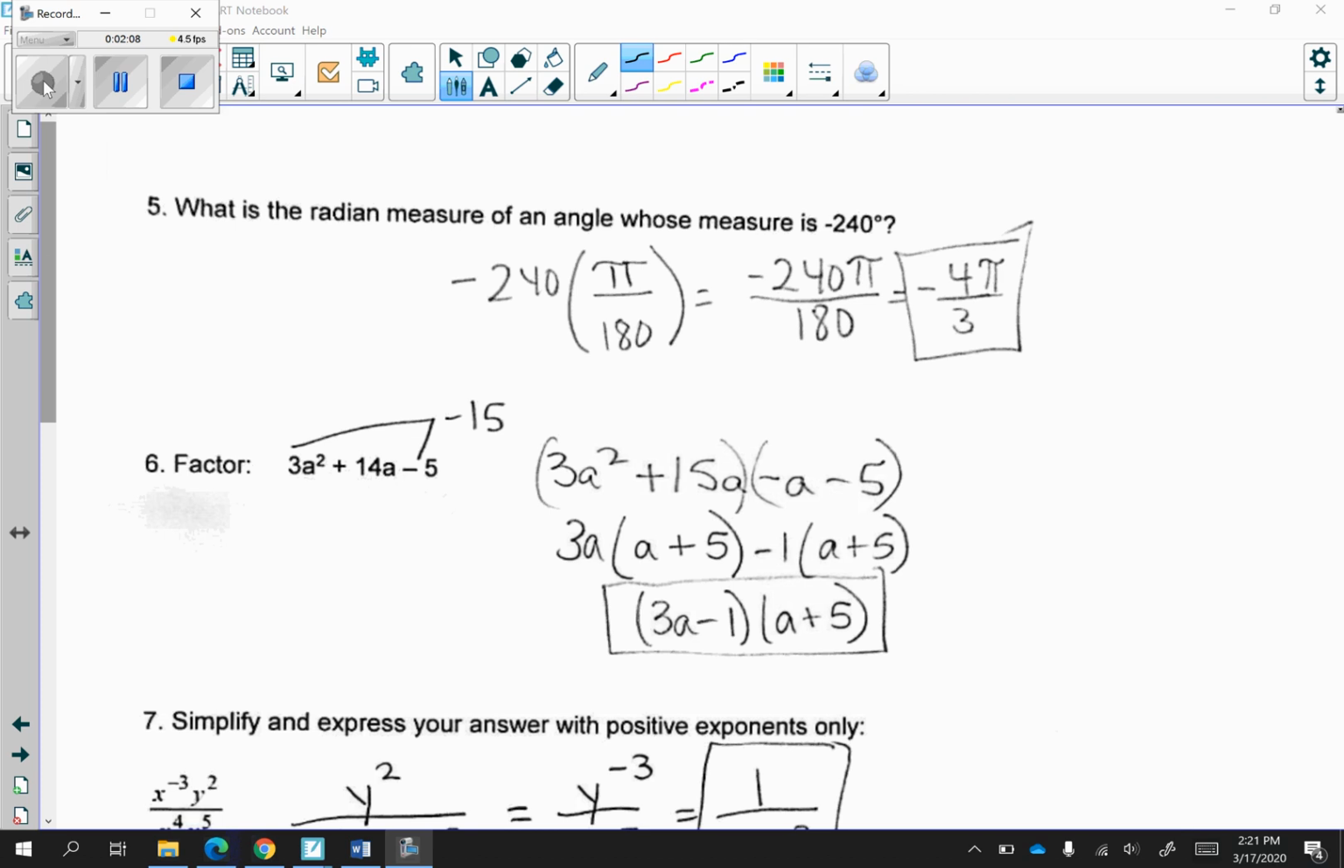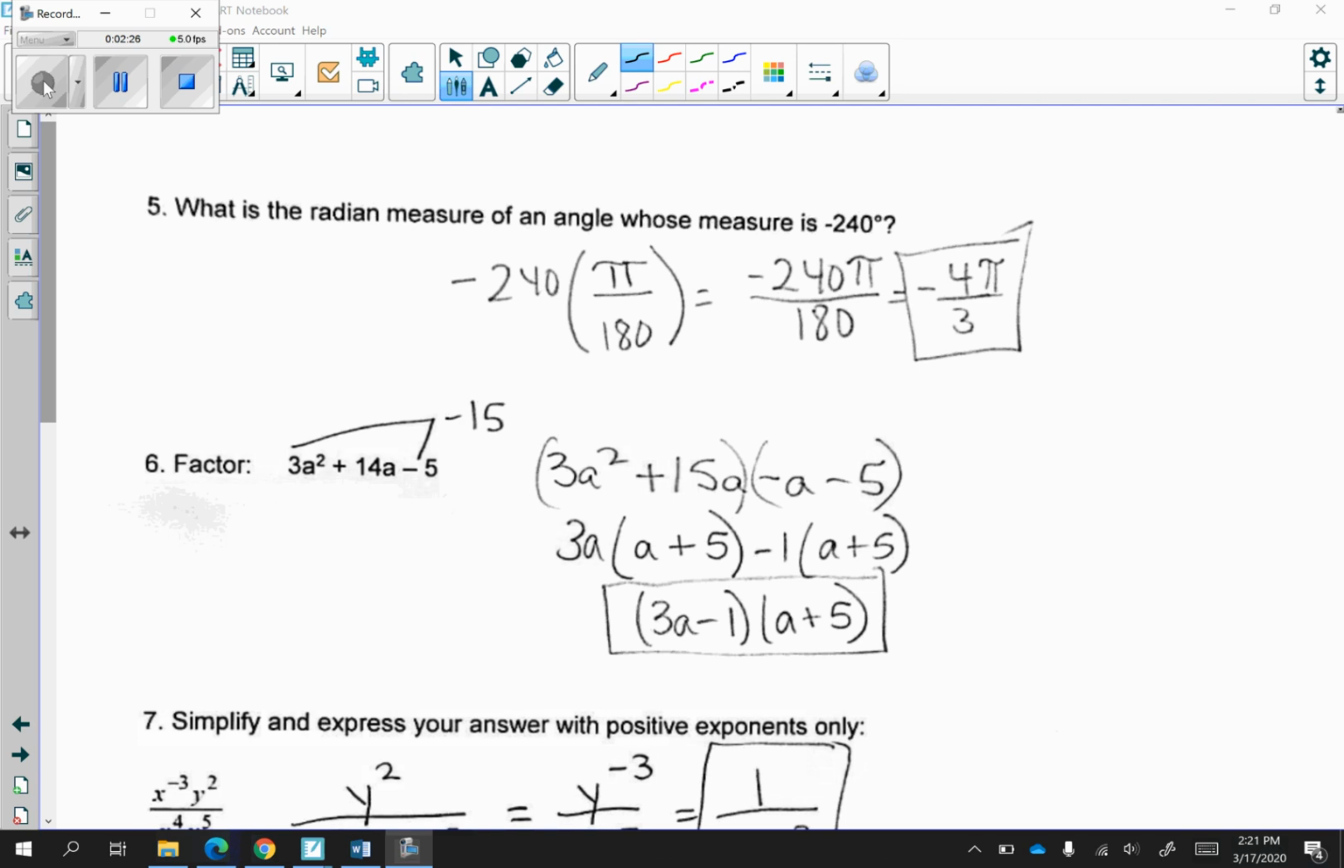Number 5, what is the radian measure of an angle whose measure is negative 240 degrees? Remember, we multiply this by pi over 180. We simplify negative 240 divided by 180, so that's equivalent to negative 4 pi divided by 3.